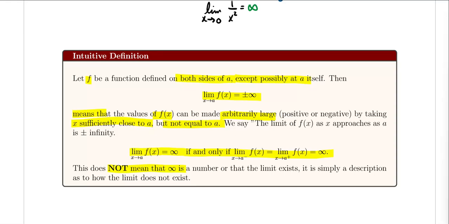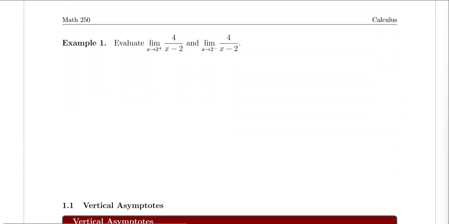Okay, so now let's take a look at a couple of examples. Let's see if we can evaluate the limit as x approaches 2 from the right of 4 over x minus 2, and the limit as x approaches 2 from the left of 4 over x minus 2. Alright, so let's begin with the limit as x approaches 2 from the right of 4 over x minus 2.